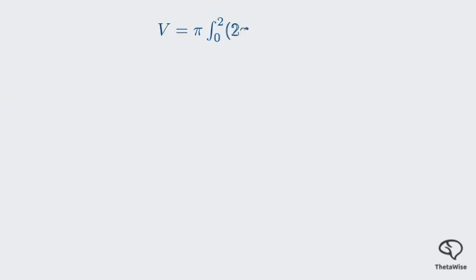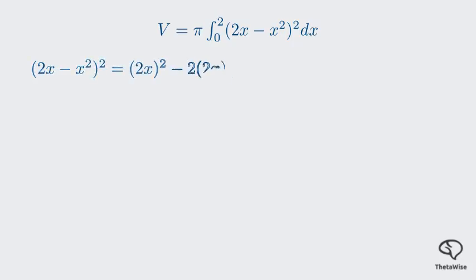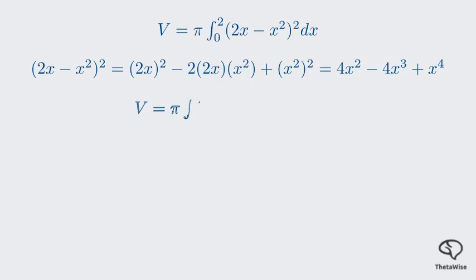Let's solve the integral for question 6. First, we expand the integrand. Remember the binomial expansion: a minus b squared is a squared minus 2ab plus b squared. Here a is 2x and b is x squared. Expanding this gives us 4x squared minus 4x cubed plus x to the fourth. Now our integral becomes V equals pi times the integral from 0 to 2 of 4x squared minus 4x cubed plus x to the fourth dx.